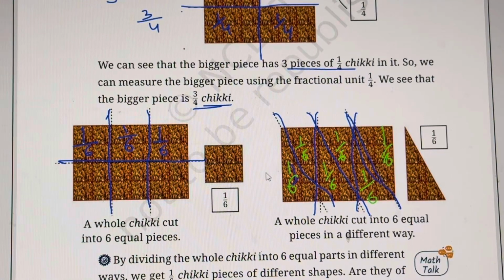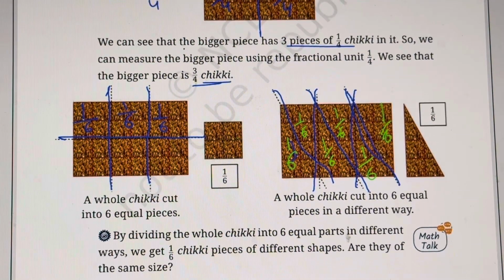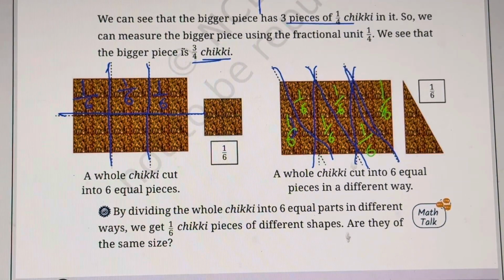Right? Now looking at these pieces, they don't look similar. They don't look equal. But both are 1/6 of the same chickpea. So here, based on this, there is a question: by dividing the whole chickpea into 6 equal parts in different ways, we get 1/6 chickpea pieces of different shape. This is one shape, this is another shape. Are they of the same size? So how do we decide that?